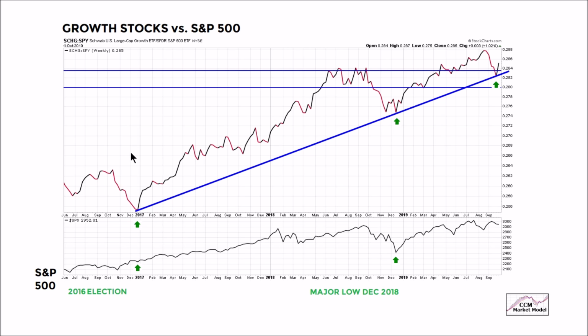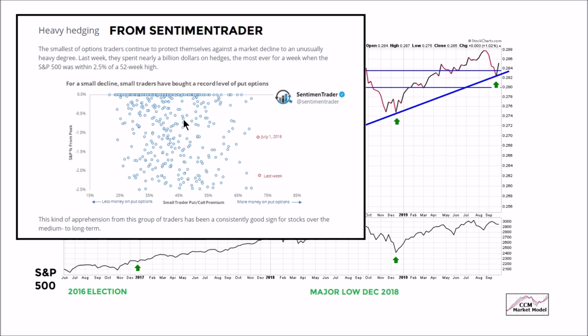Anything else that tells us people might be overly concerned about growth in the present day as they were here and as they were here? The answer is yes. This comes from Sentiment Trader. You can pause your video player and read the text here. Here's the Twitter handle. The key takeaway: this kind of apprehension from this group of traders has been a consistently good sign for stocks over the medium to long term.